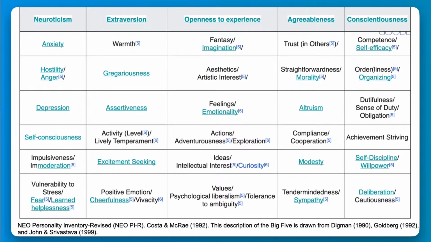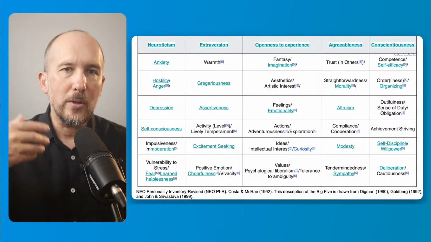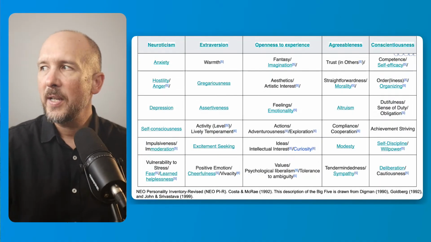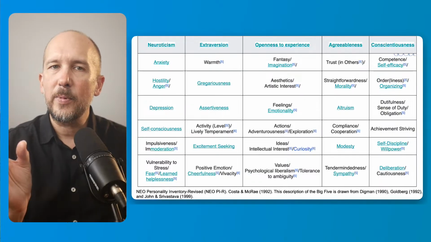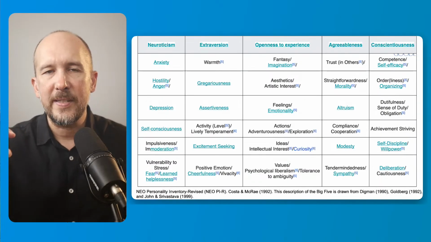And that vulnerability to stress. Can they deal with long periods of being busy? Can they deal with long periods of constant change? Can they deal with high levels of uncertainty? These would all be correlated with those subcategories of neuroticism.